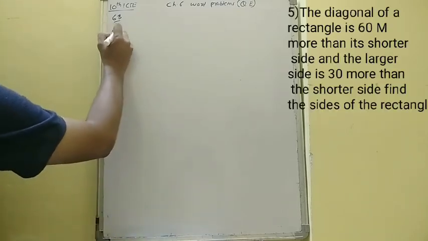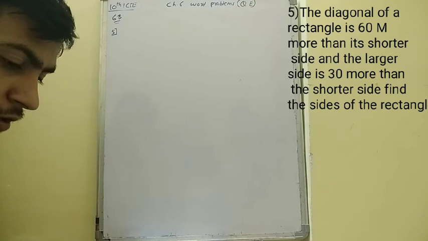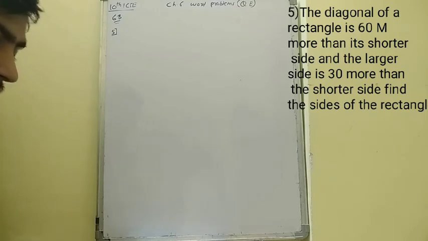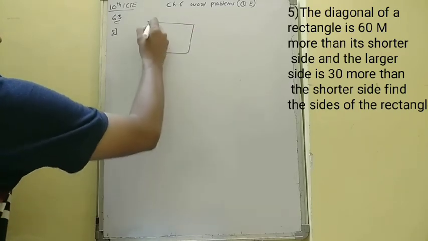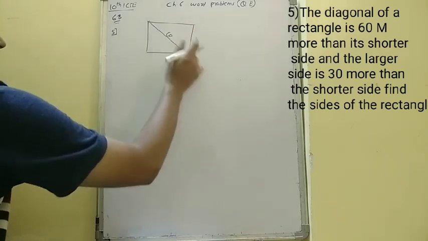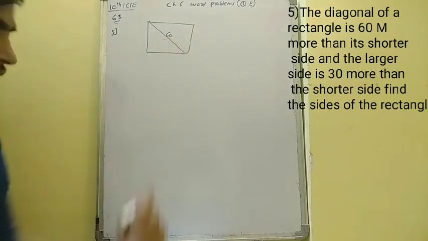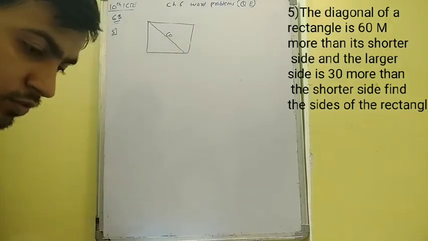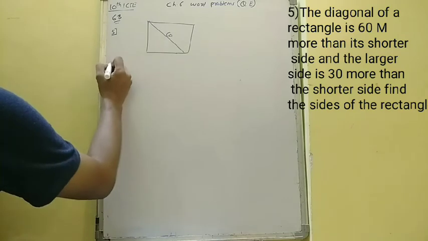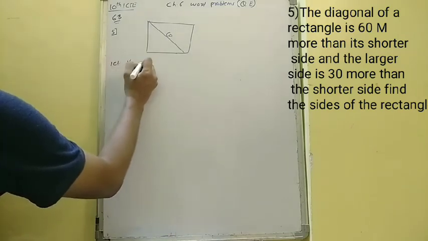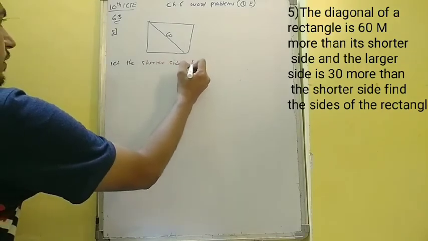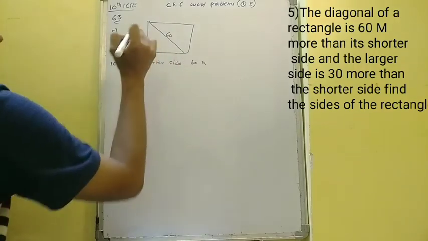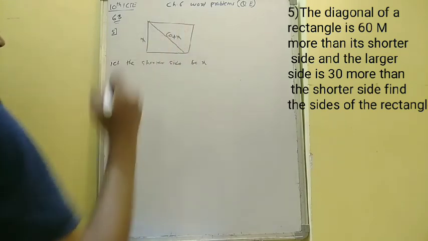Okay, now we'll move to the fifth sum. Let's see what is given. The diagonal of a rectangle is 60 meter more than its shorter side. So this is the rectangle. Diagonal is 60 meter more than its shorter side. But shorter side we don't know. So let the shorter side be x. So diagonal is 60 plus x.